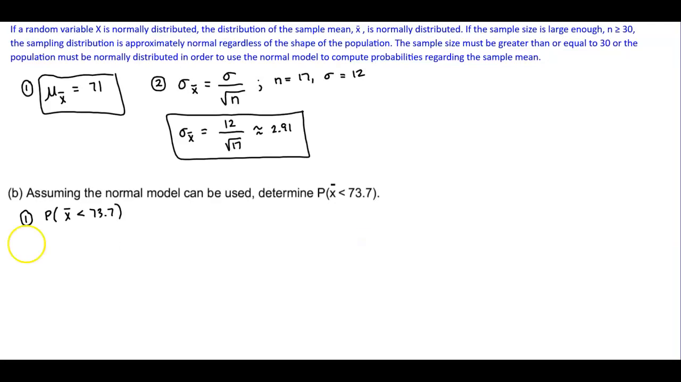Now we want to convert this into a z-score. So z is going to equal x bar minus the mean of the sample means, divided by the standard deviation of the sample mean. So we get 73.7 minus 71 over 2.91, and we end up with a z-score of approximately 0.93.